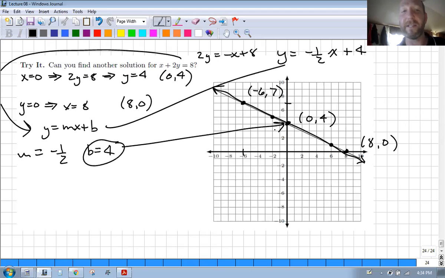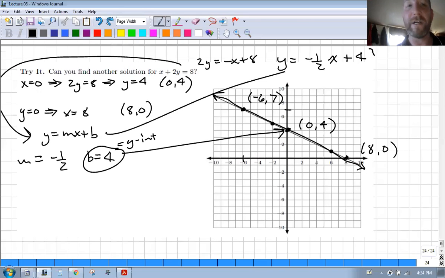That b shows up right there. That b is our y-intercept, because if you plug in a 0 for x, you're just left with y equals 4. That's why we like to put it in that form. Just by putting it in this form, we already know, oh, there's a 4 there. Oh, well, here's a point on my graph.